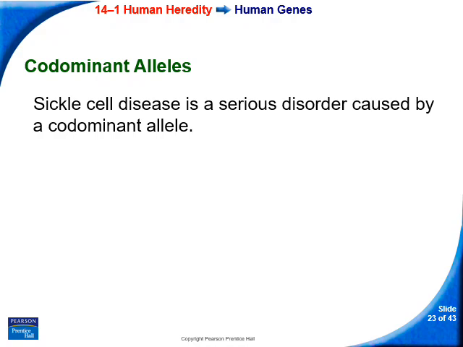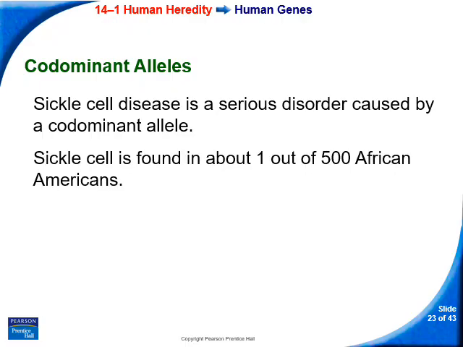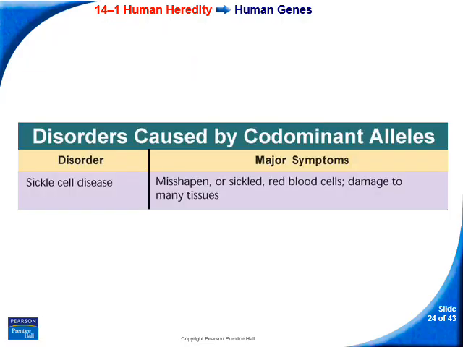Codominant alleles among humans, the ones that are very well known, are sickle cell anemia and the ABO system. Both A and B are dominant. Sickle cell is a serious disorder that is caused by a codominant allele. The sickle cell is found in about 1 out of 500 African Americans.